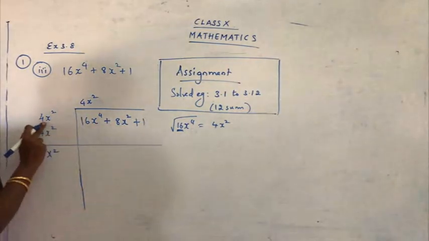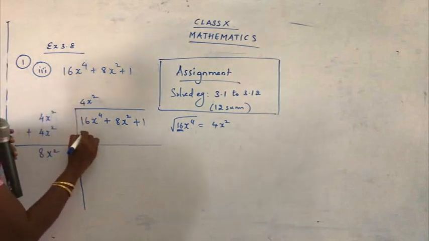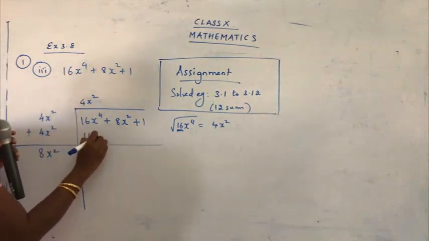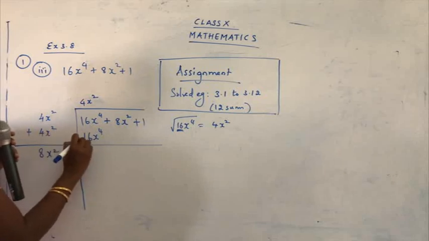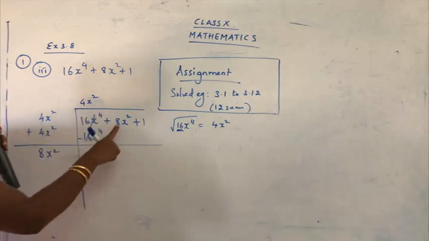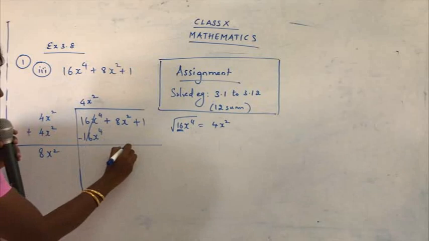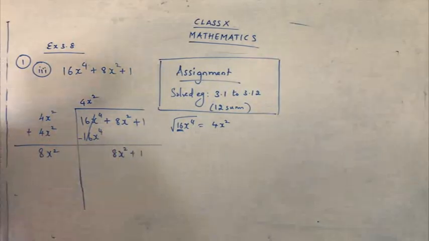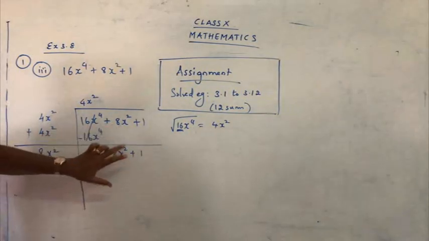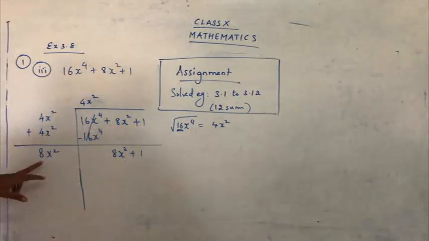What is the answer for 4x square into 4x square? So just take the same term, okay? 16x raised to 4 minus. So this term gets cancelled. So what's left here? 8x square plus 1. Whatever is left out, 8x square plus 1. So I have your 8x square.